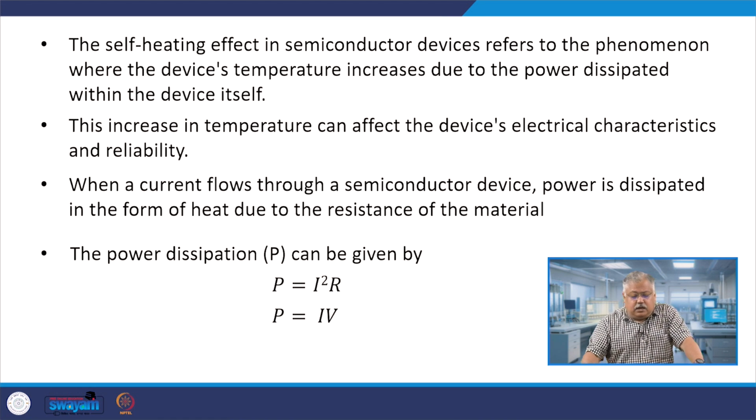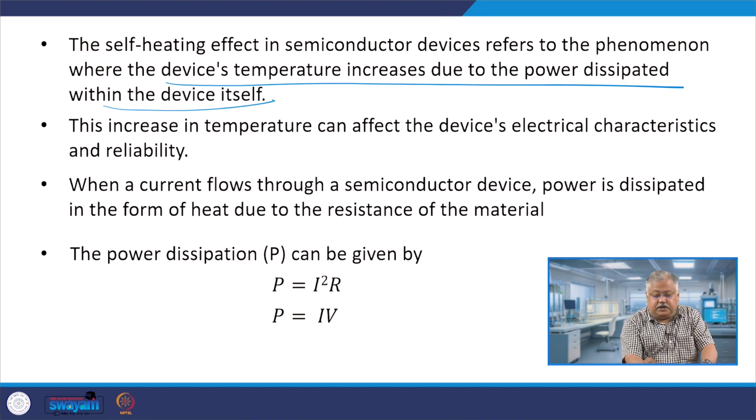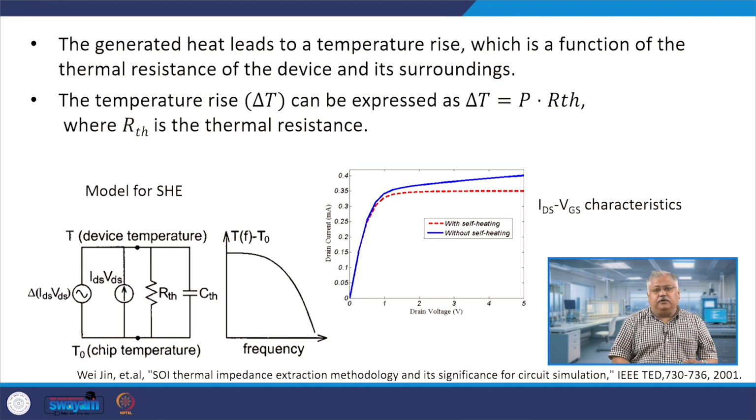And as you can see, self-heating refers to the phenomenon where the device temperature increases due to power dissipation within the device itself, nothing to do with an external source, just because of the power dissipated inside. The increase in temperature can therefore affect the device's electrical reliability and electrical characteristics. And the power is given by I squared into R, where I is the current, and I into V is obviously the power dissipated. So, basically the self-heating effect is because of the heat generated over a period of time, cumulative in action.